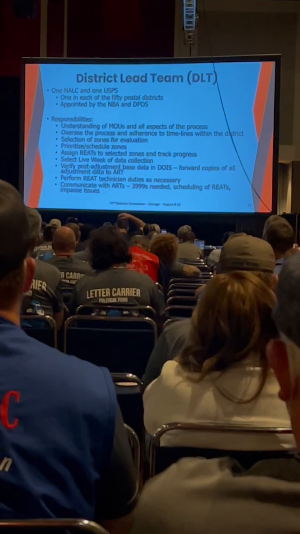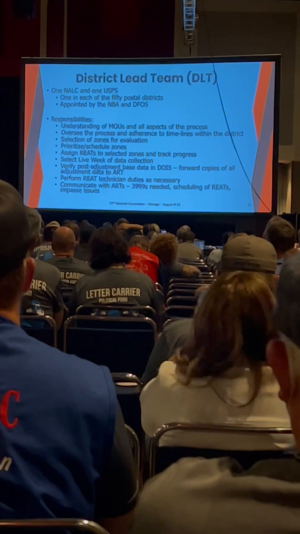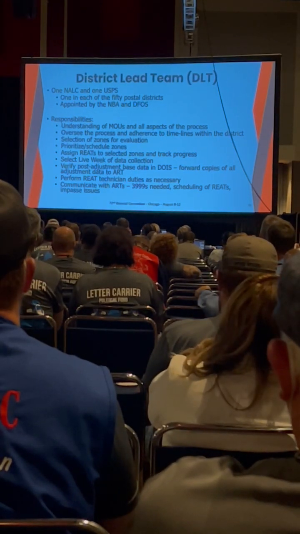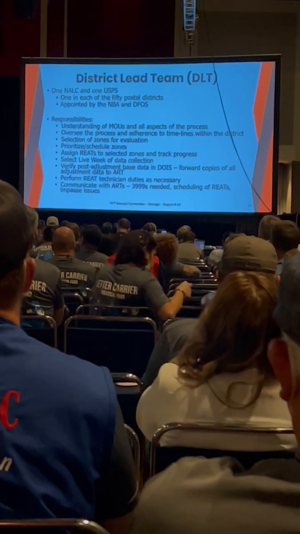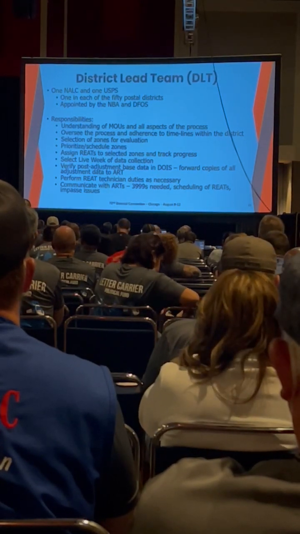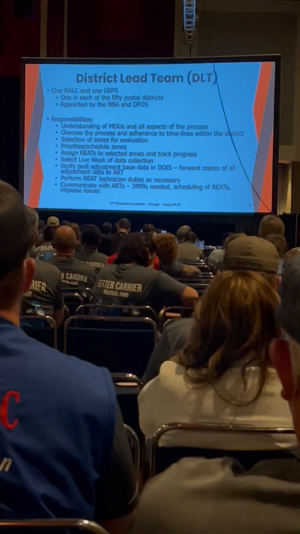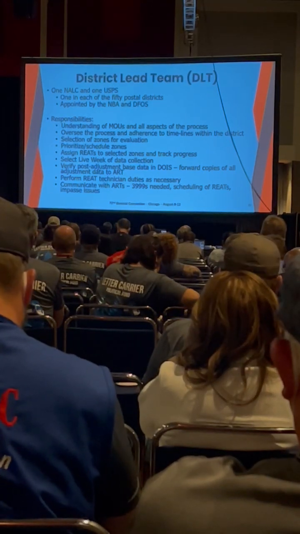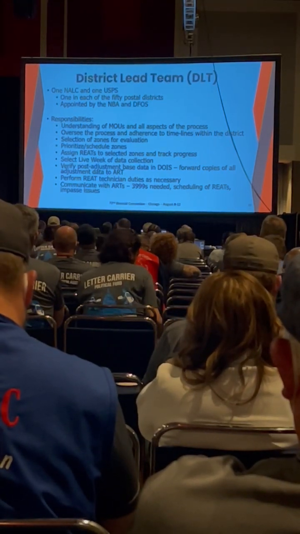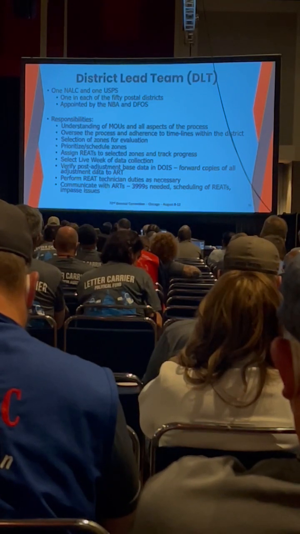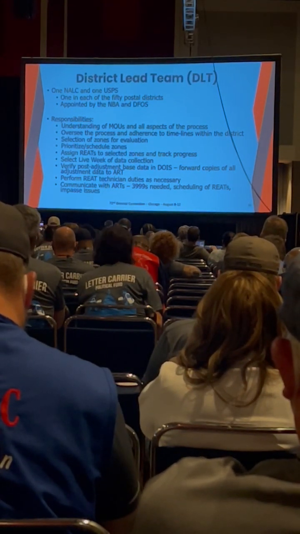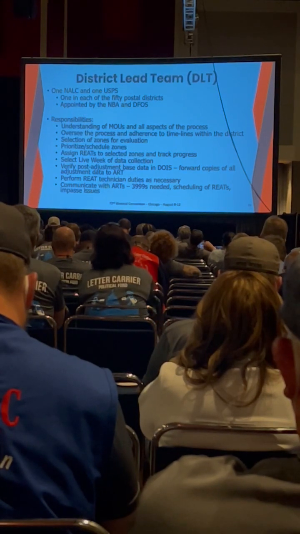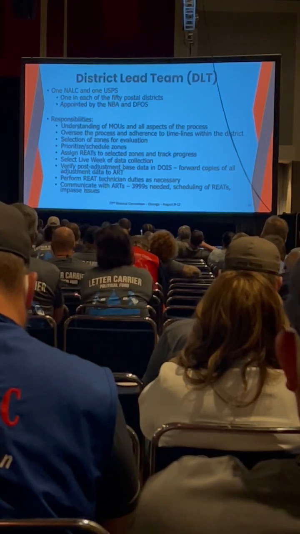And one of the other responsibilities of the district lead team members, they don't just oversee the route evaluation adjustment teams, they also may perform read duties themselves as necessary. Certainly they need to communicate with the area regional team members, especially when the 3999s are needed, how the scheduling of the reads is going, and if there's any impasse issues, meaning there's any problems that they can't resolve at their level, they need to elevate that to the area regional team members.